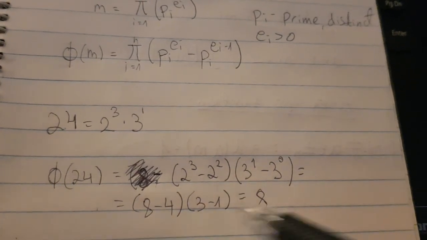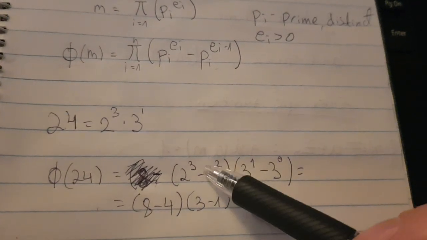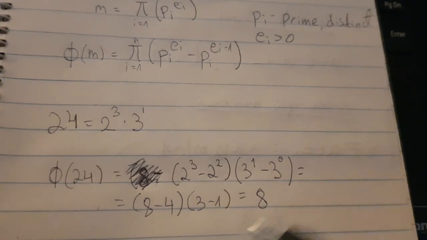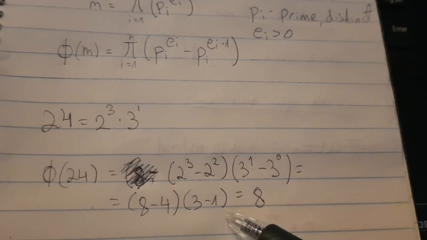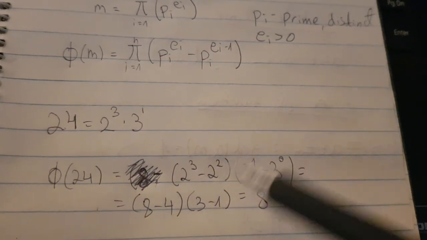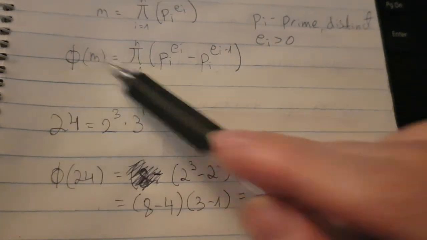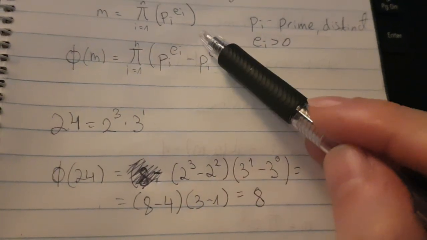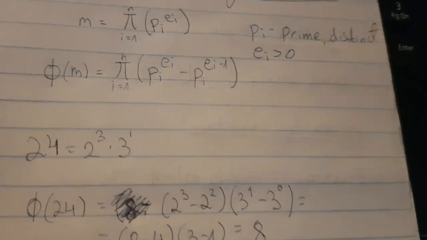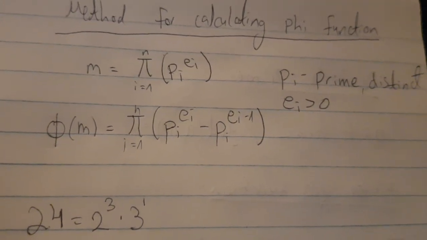This gives me 2 to the power of 3, which is 8, minus 2 to the power of 2, which is 4, times 3 to the power of 1, which is 3, minus 3 to the power of 0, which is 1. So multiplying it gives me 4 times 2, which is 8. So the Euler phi function of 24, using this formula and this composition of the number 24, is 8. And this is a method for calculating the Euler phi function more easily.